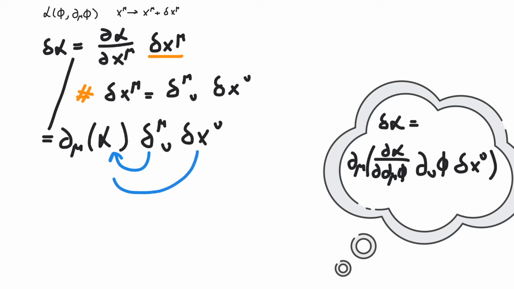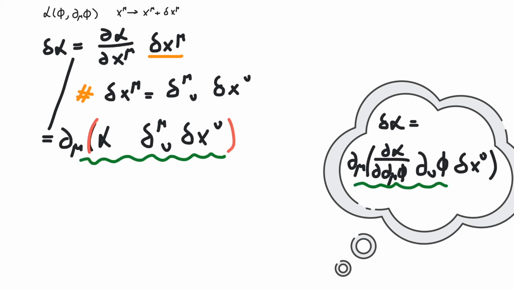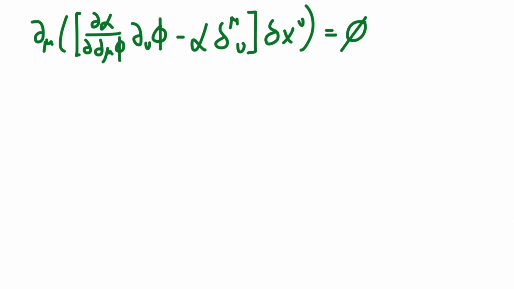But could you show the same for delta x nu? Stop if you want to try. So here you go. Combining our two results yields a conserved current, meaning that the derivative vanishes.